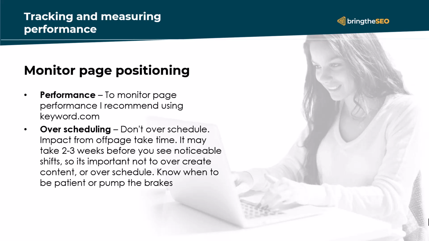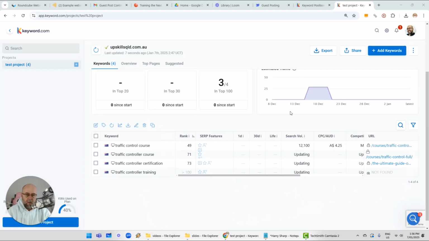Like I said, there's no exact science to it. It's really about throttling and applying a little bit of common sense. All right, so just a quick look at keyword.com. This is a tool that I've favored over the years, not for any other reason aside from the fact that it's simple, it's easy to use, it does what it says on the tin, and more importantly, it's accurate.